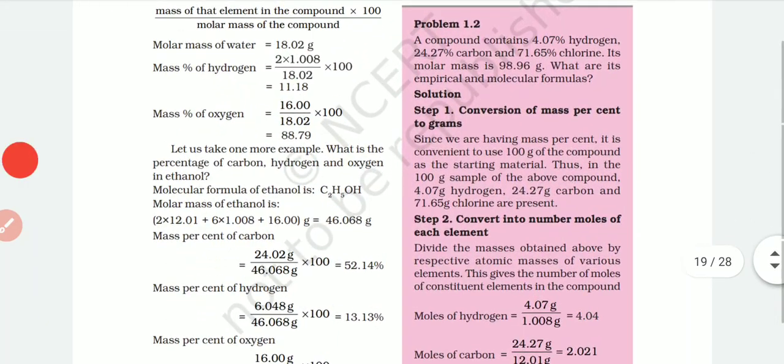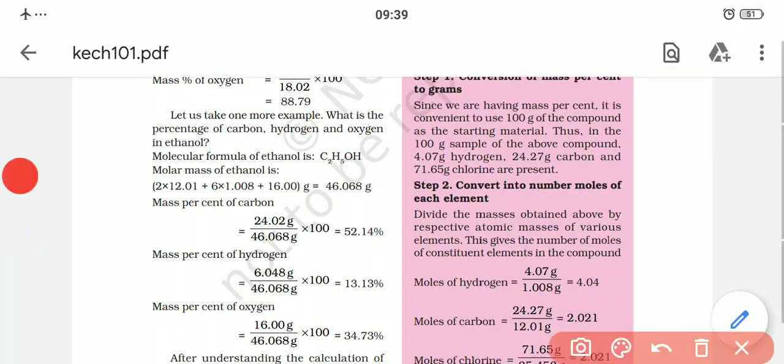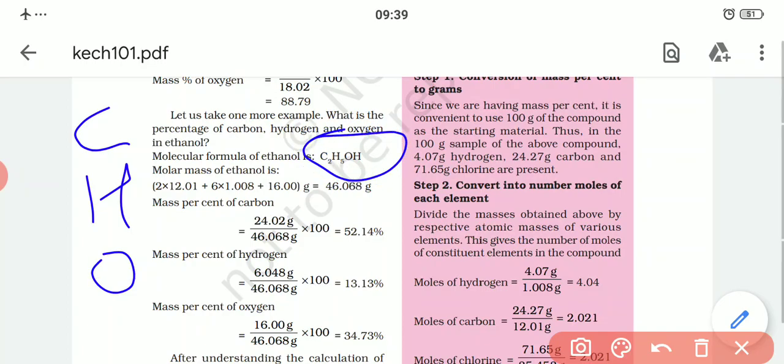Now let's see another example. The molecular formula of ethanol, we know, is C2H5OH. Now calculate the mass percentage of each element in the compound: carbon, hydrogen and oxygen. Three types of element are present in ethanol: carbon, hydrogen and oxygen. So let's start. First, calculate the molecular mass of ethanol.